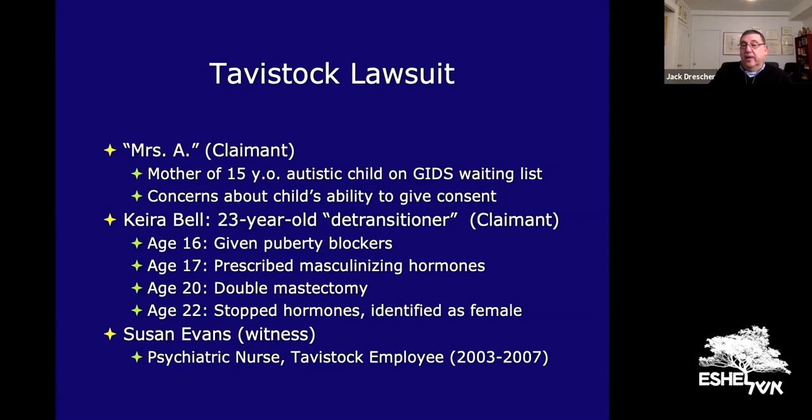She was given puberty blockers at age 16, masculinizing hormones at 17. At 20, she had a double mastectomy, but at 22, her gender dysphoria went away. So she stopped her hormones and identified as female. One of the witnesses was a nurse who used to work there. Her husband just wrote a piece for the British Journal of Psychiatry, from a psychoanalytic perspective, which is very critical and kind of scaremongering. I'm now writing a response to her husband, Marcus Evans.